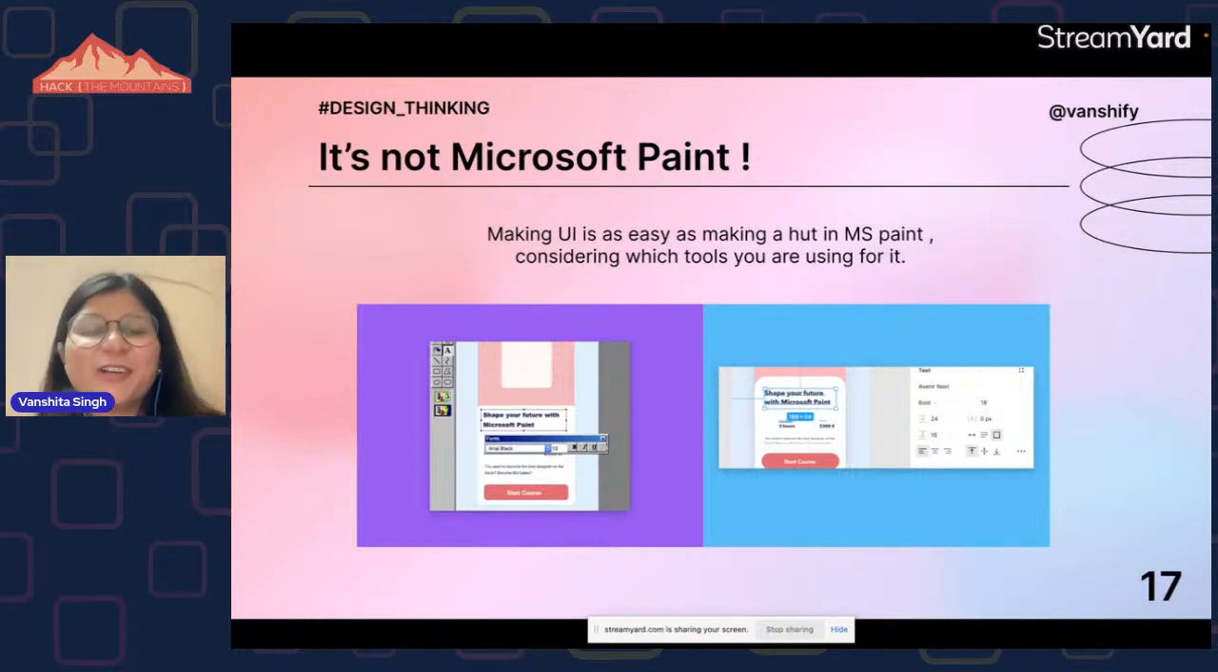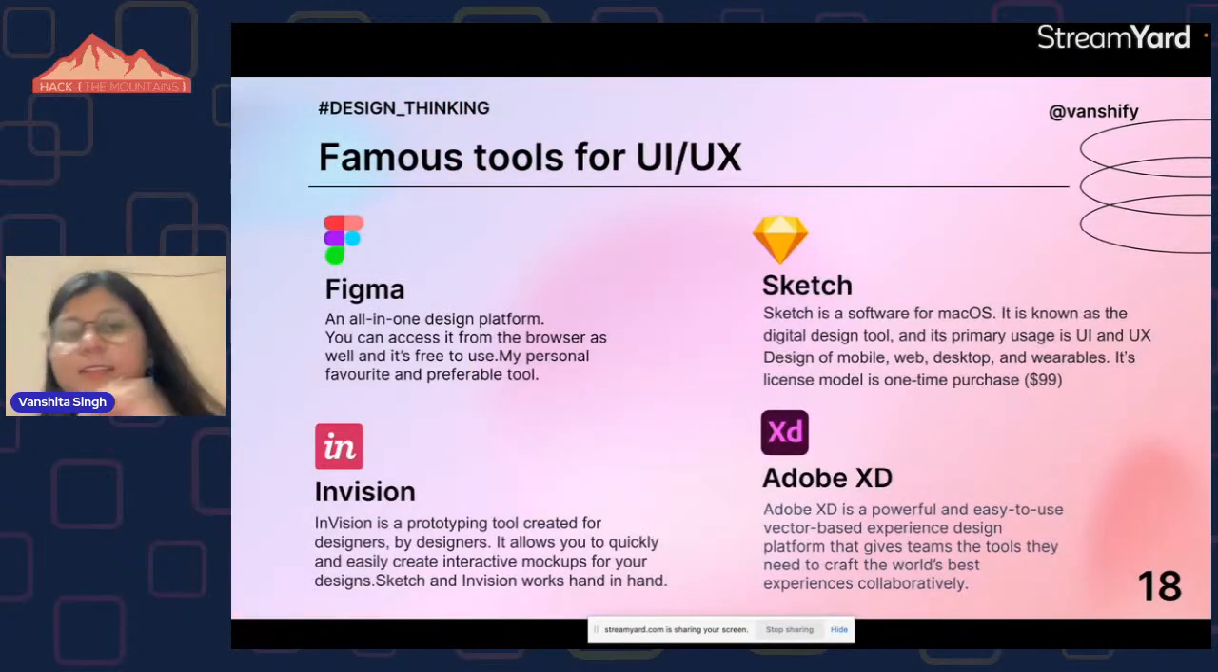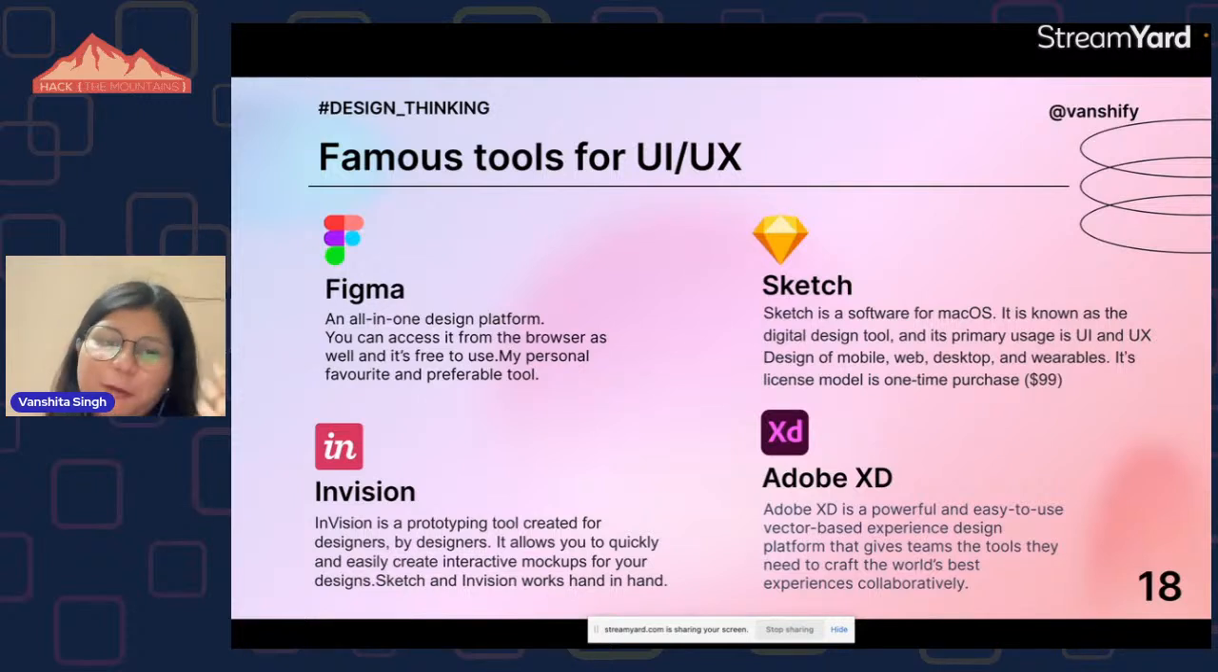But talking about UI, it cannot be made in MS Paint, of course. There are proper tools for it, and these are the tools: Figma, Sketch, InVision, Adobe XD. There are many tools, but I have listed here the famous tools that are being used in the industry for UI UX. Figma, first number. I'm not rating anyone, but it's my personal favorite. So that much leverage can be given to Figma.